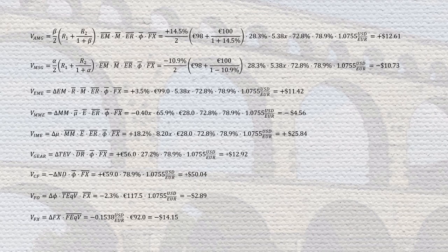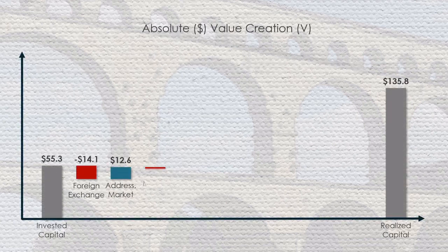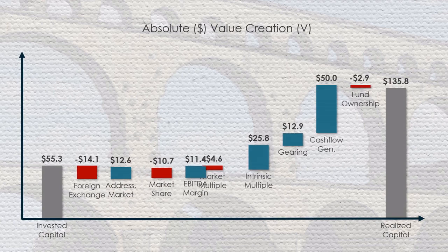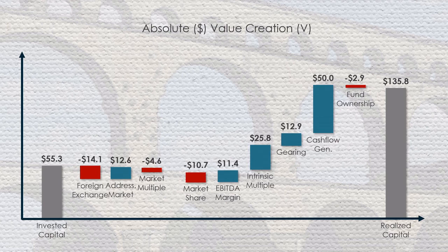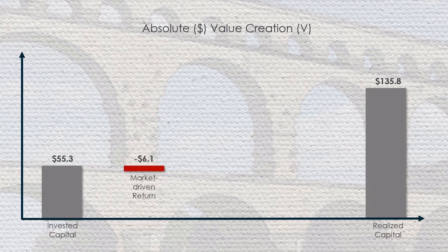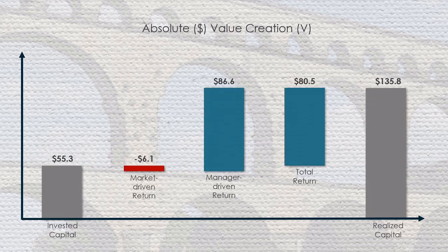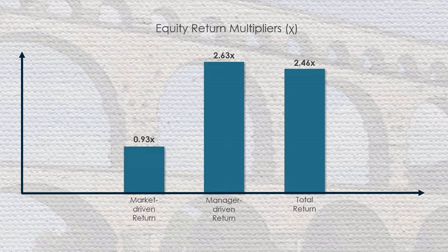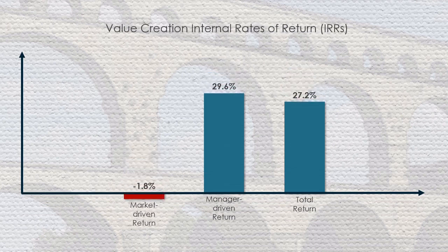We plugged the differences and averages into the equations for the derivative model of value creation. This gave us 9 different value drivers that form the basic value bridge, where value creation components bridge the gap between invested capital and realized capital. Then we rearranged the value drivers, placing the market drivers on the left and the manager drivers on the right. And we consolidated them into a market-driven return and a manager-driven return as follows. From here, we converted USD of value creation into the different value creation measurements, like relative or percentage value creation, and then equity return multipliers, and finally into value creation IRRs.